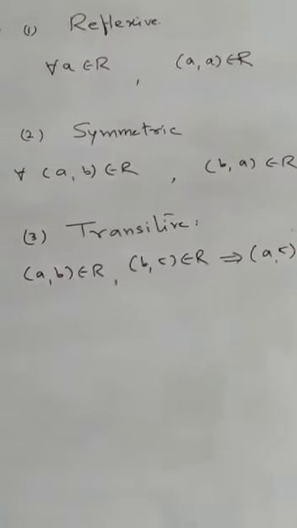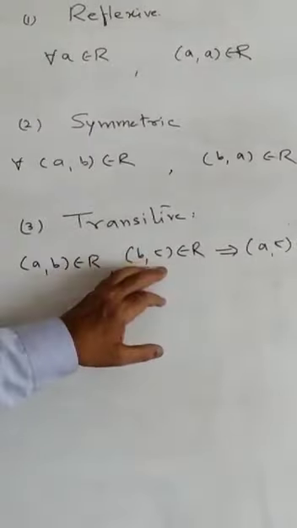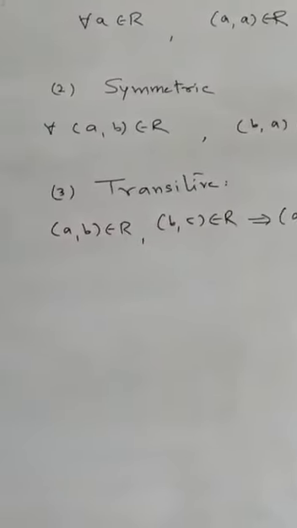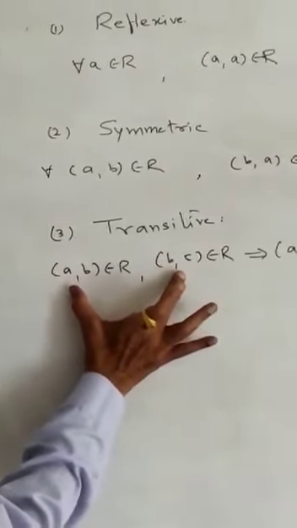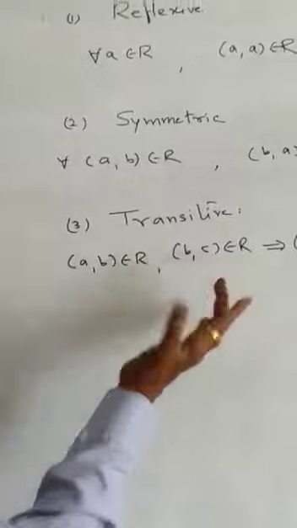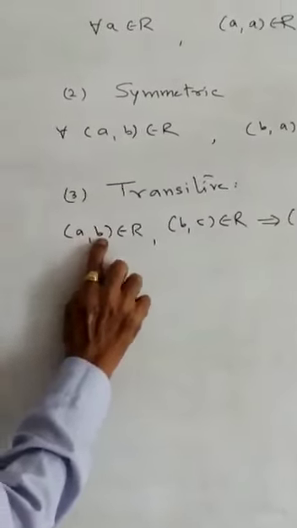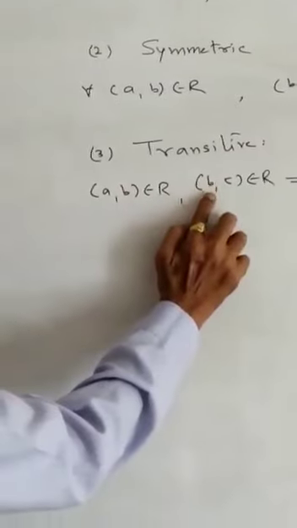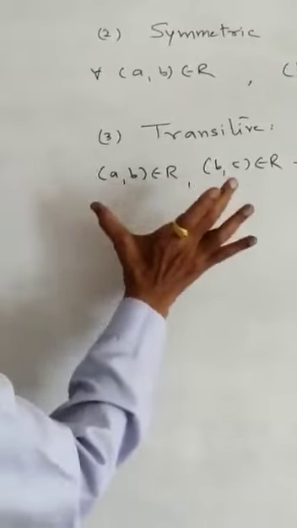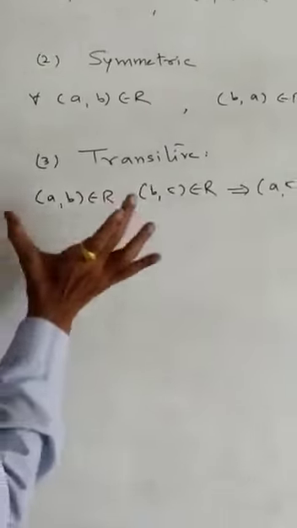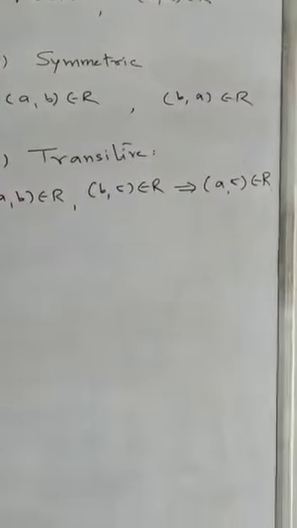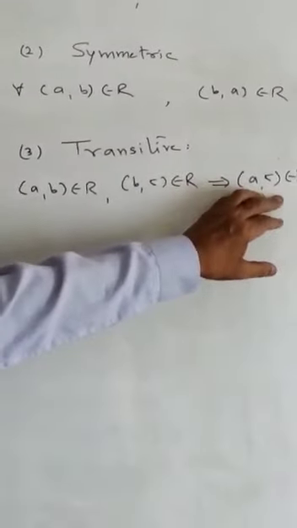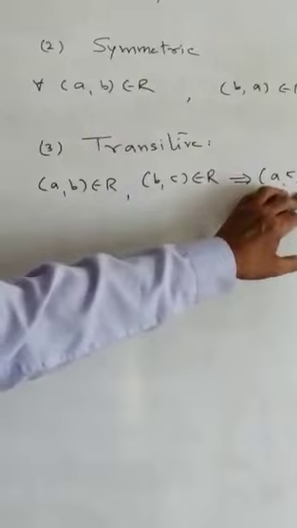When a relation is transitive: for every (a, b) belonging to R and (b, c) belonging to R, (a, c) should be there. That means we have to find such pairs, the ordered pair (a, b) and the ordered pair (b, c), where the second element of (a, b) is the first element of (b, c). And if for every such pair the ordered pair (a, c) belongs to R, then the relation is transitive. But if (a, c) does not belong to R, we say that R is not a transitive relation.